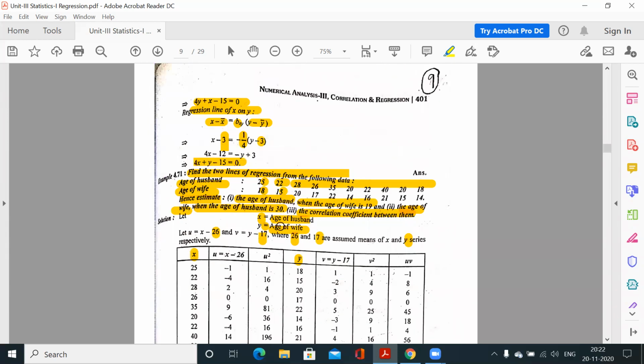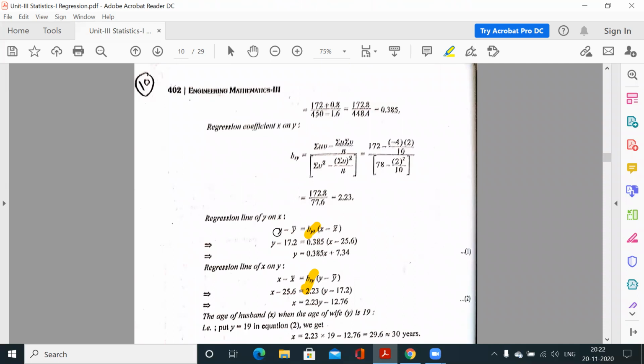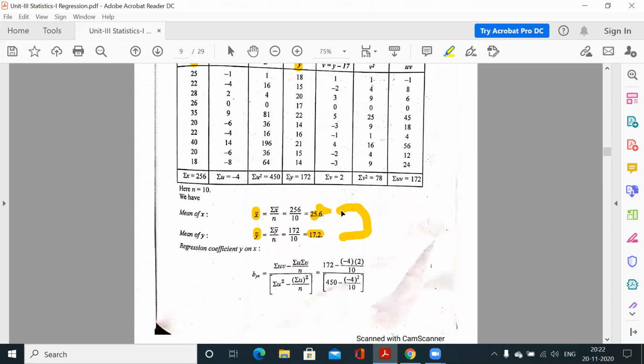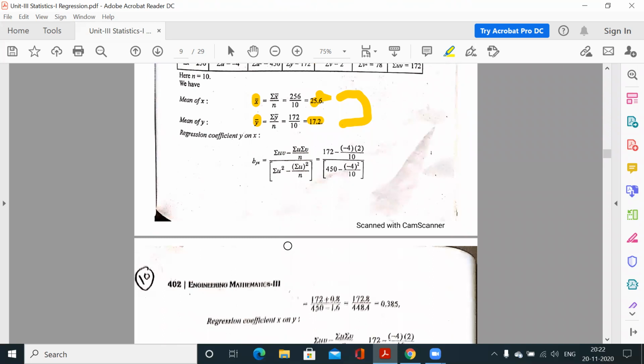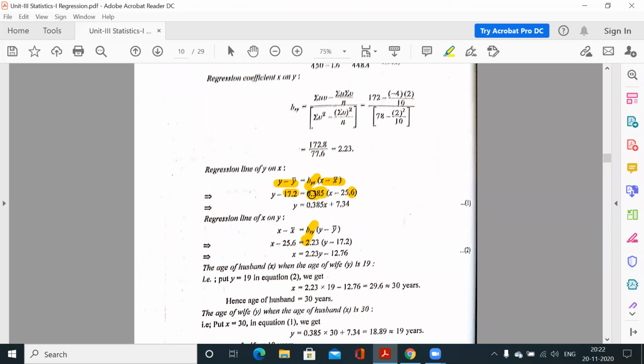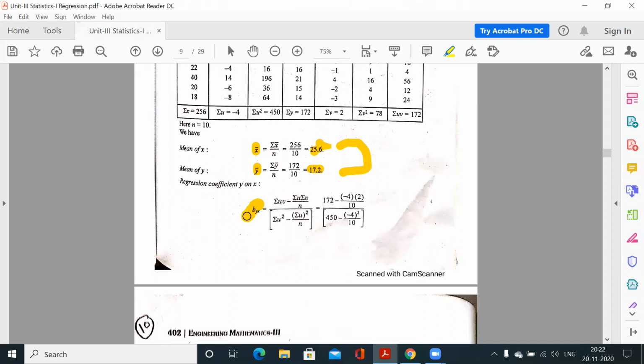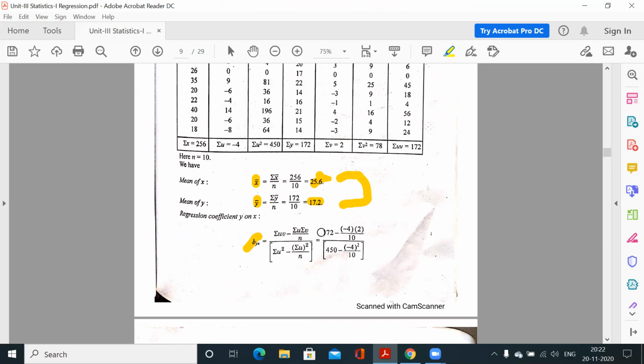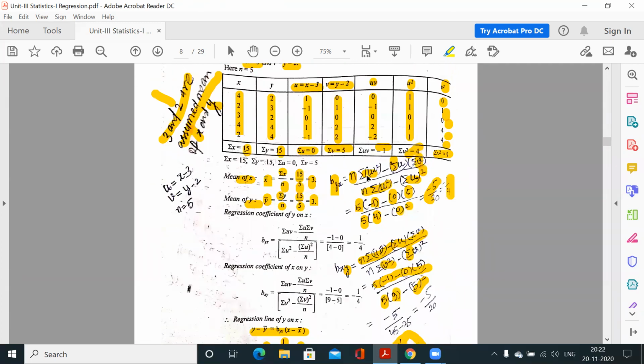First we need to calculate the regression lines. So the regression line, you know, is y minus y bar equals b yx times x minus x bar. So y bar is 17.2, x bar is 25.6. You know how to calculate x bar and y bar. And next, b yx. This is not a different formula; this is the same formula. Only the form is different. We can use this formula if you divide it by n. So with 1 by n here and 1 by n there, we get the second form.